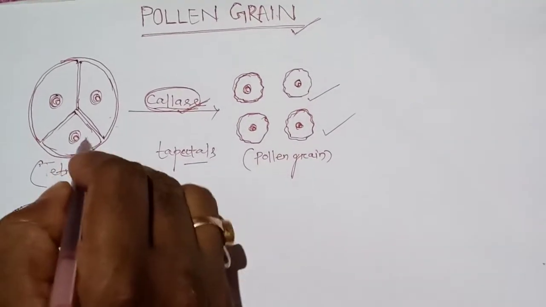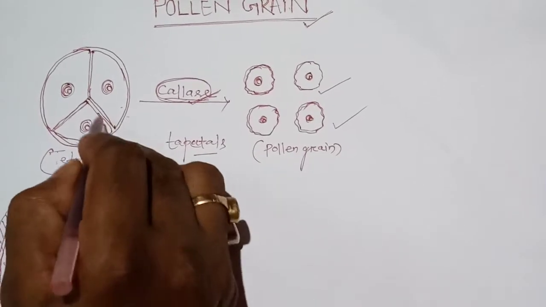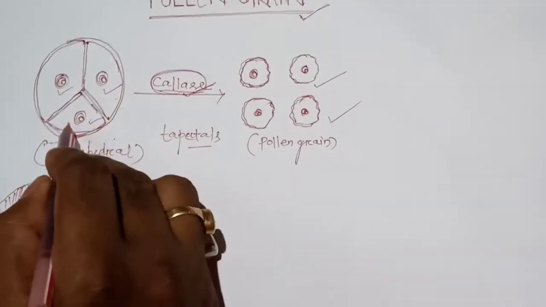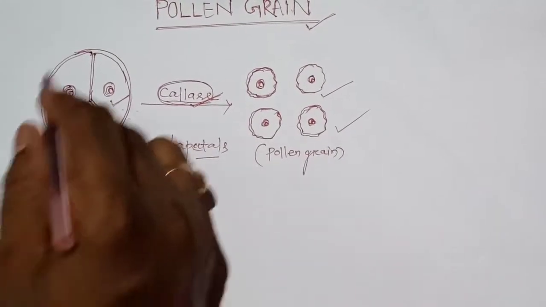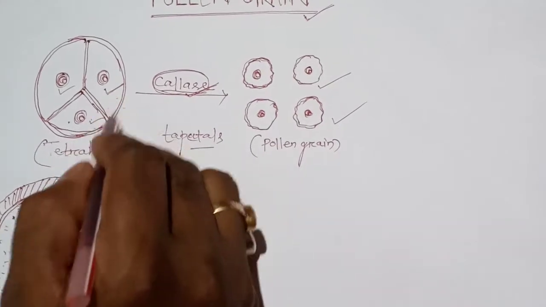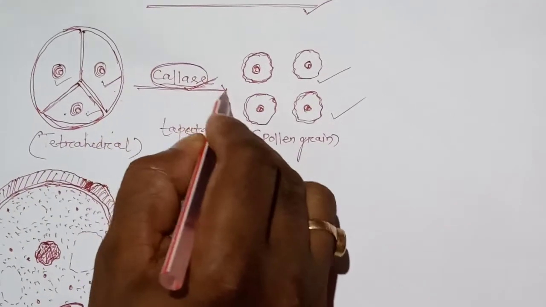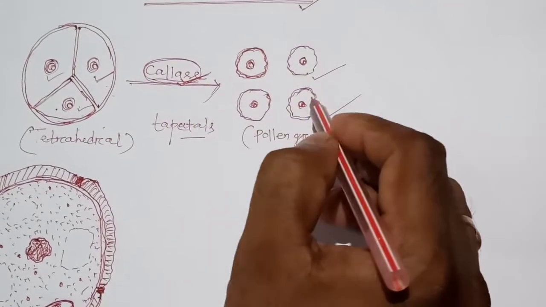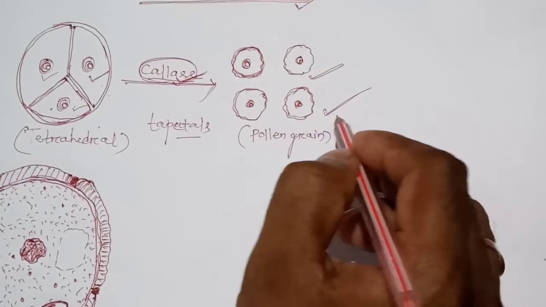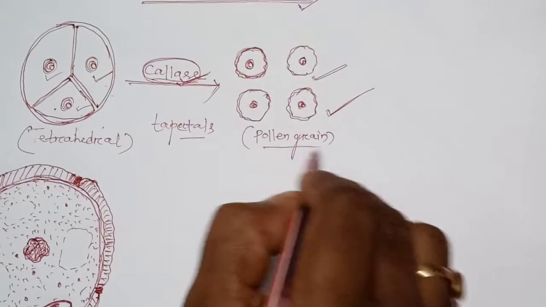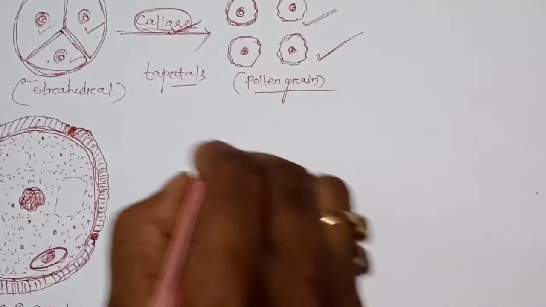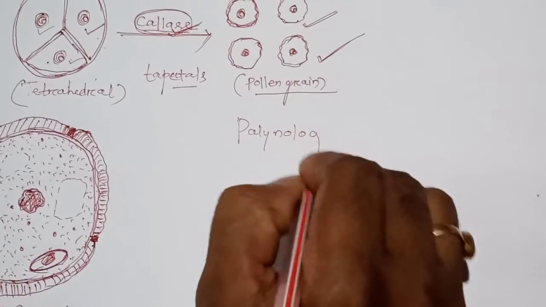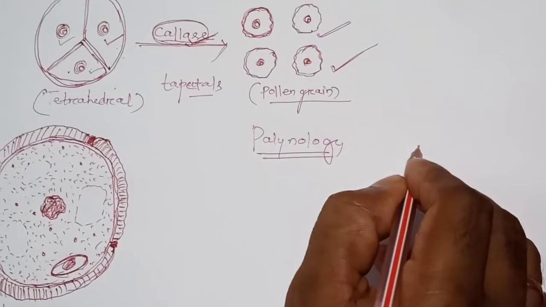The diagram here shows the tetrahedral arrangement of pollens, and this is the most common type of pollen arrangement. These pollen grains are covered by a callose layer. When this callose layer is broken down by the callase enzyme, the pollen grains are set free. So these are the free pollen grains. The free microspores are called pollen grains, and the study of pollen grain is known as palynology.